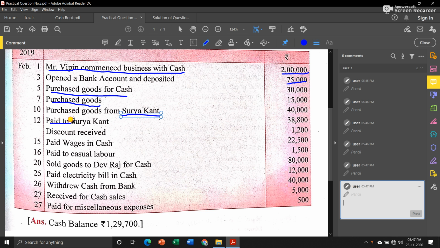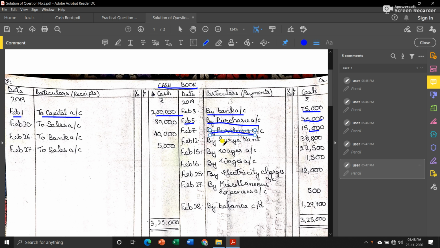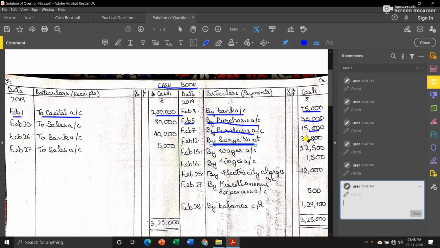Then next is paid to Suryakant rupees 38,800, and then we have received discount of rupees 1,200. Now in this case we paid cash to Suryakant rupees 38,800, that means we have made payment. So we will write by Suryakant rupees 38,800, and we have seen that we will not record discount in our cash book.